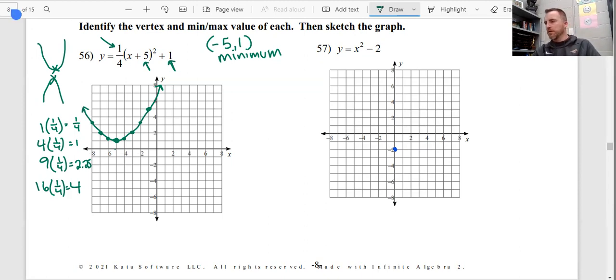x squared minus 2. I already drew the vertex, so I'll go ahead and draw it. There is no stretch factor, no a, just a 1 up here. It doesn't move left or right. So as we move away from the vertex, it does follow the 1, 4, and if you move away 3, it should go up 9. It follows that pattern. So the one over here, number 57, is actually your typical quadratic. Without a stretching factor, it's only been shifted down 2 units, very close to the parent function.